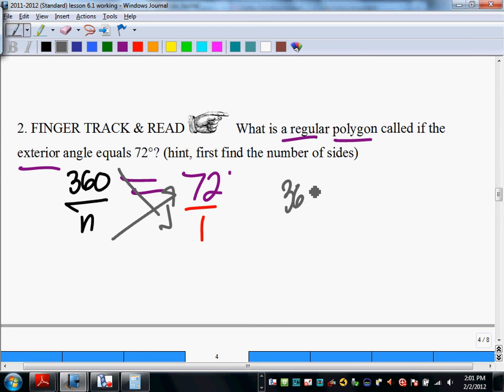360 to 72 and you divide by 7 on both sides. Yes, sir. And you get your answer. Yes, that's it.